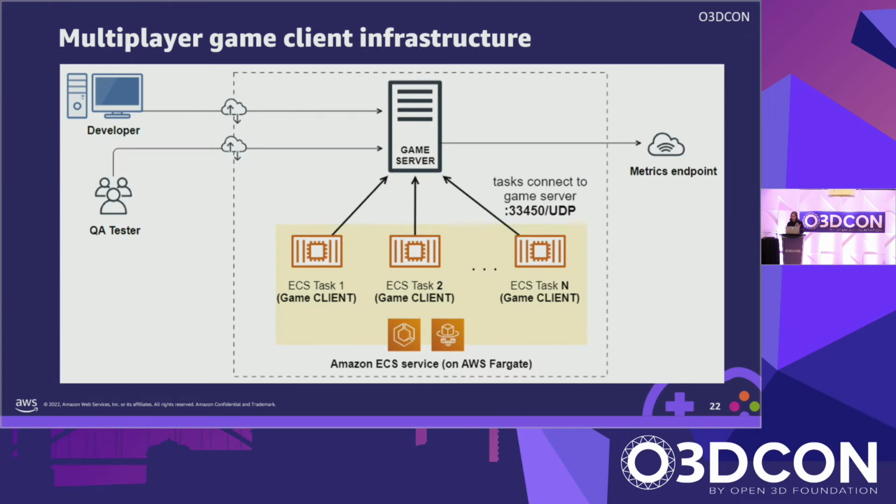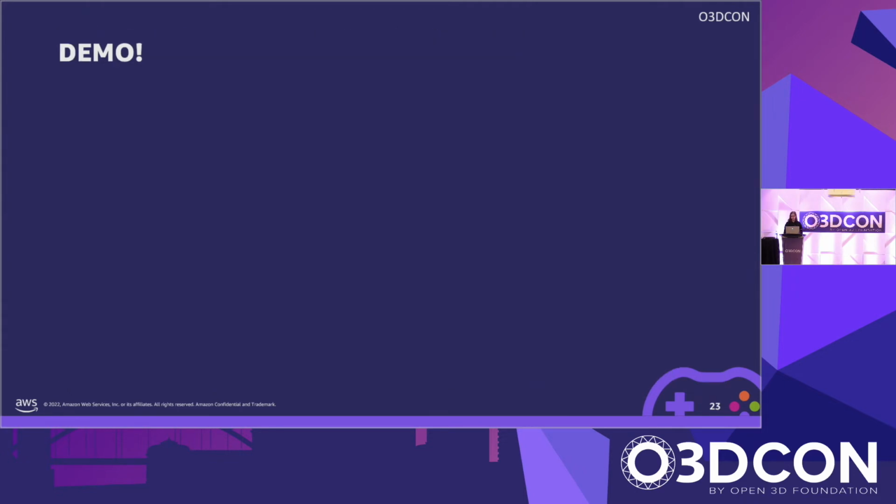Okay, so like before, here's a diagram of the client piece. So you can see we've still got our server running, but now we have this ECS service, which is going to run as many copies of our game client as we want in the same VPC as the server. Okay, so I think I've talked enough about all the individual pieces of this. Let me show you how it looks for real.